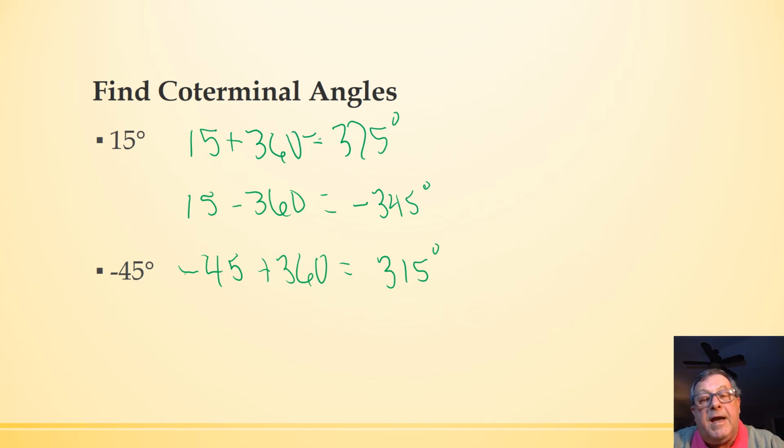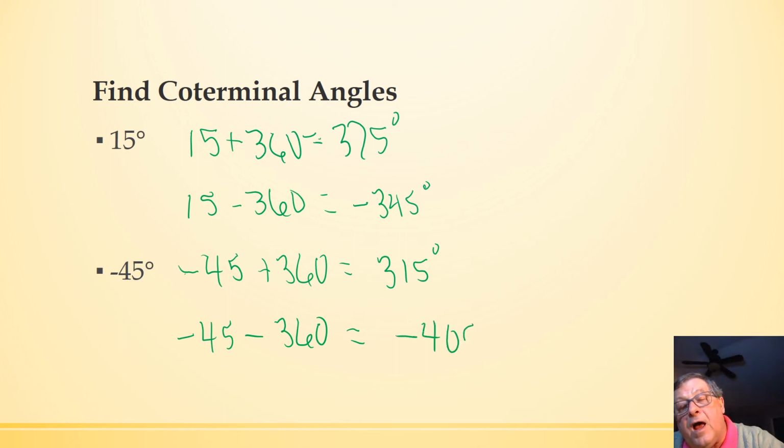And for a negative coterminal angle, we still use this negative 45 as theta. Negative 45 minus 360. And this would give us a negative coterminal angle with this angle that is negative 45 degrees of negative 405 degrees. Well, finding coterminal angles.